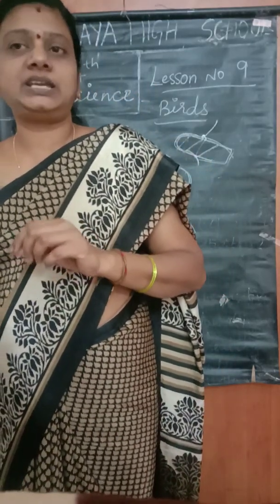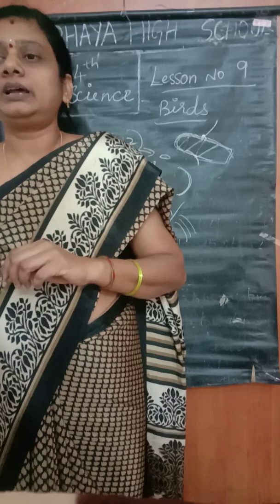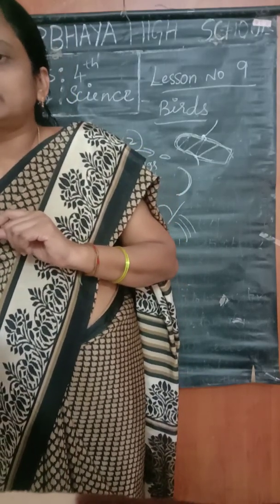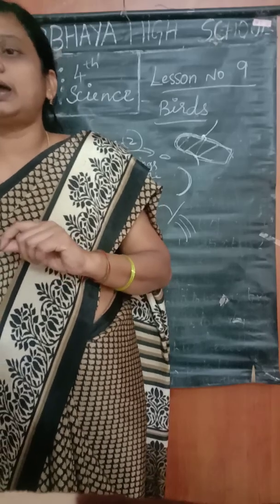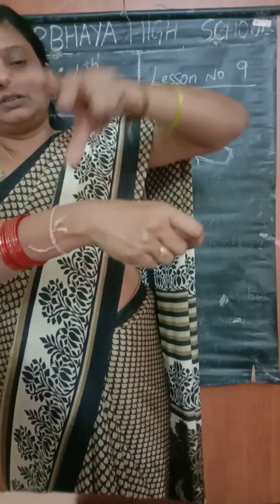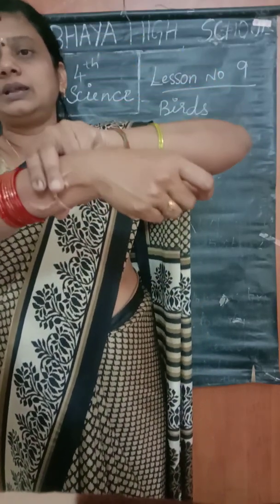Some birds stay in water. The heron and crane have long and thin feet that help them to walk and swim in the ponds and water. And two toes in front and two toes at the back.